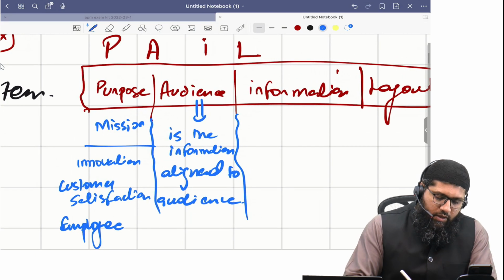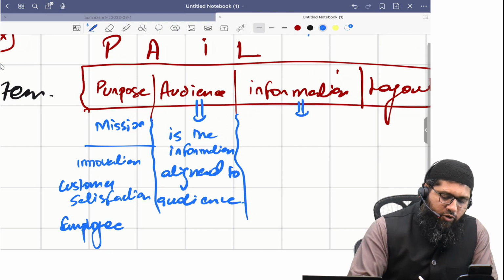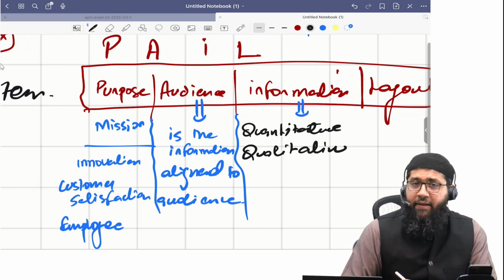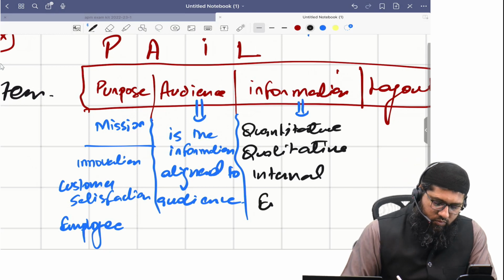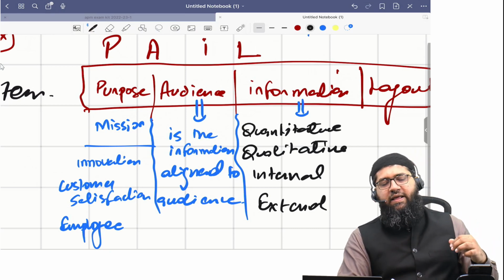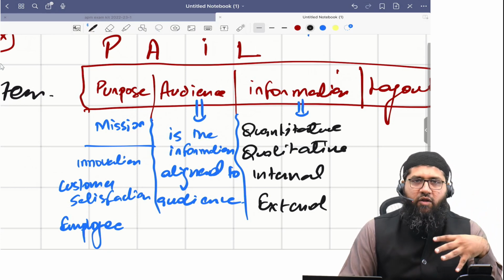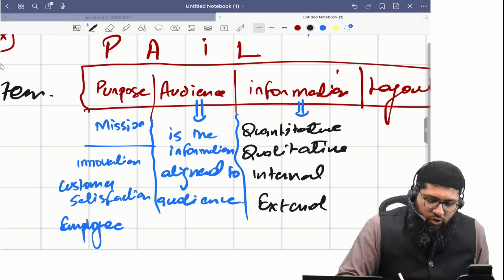Next, the third is information. An ideal report should have both quantitative, qualitative information, plus information from internal sources, plus information from external sources. So I repeat, an ideal report should have all of this: quantitative, qualitative, internal, external, all these types of information. Now, does the report have that or not?